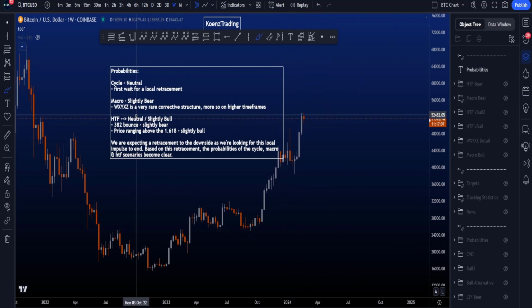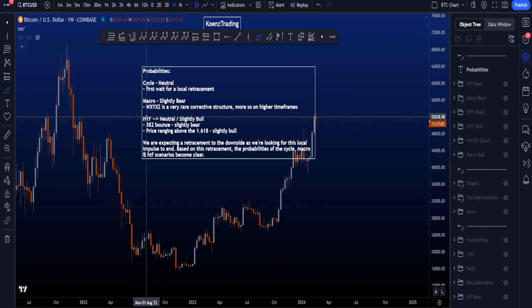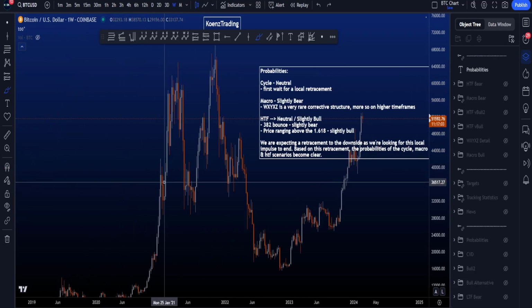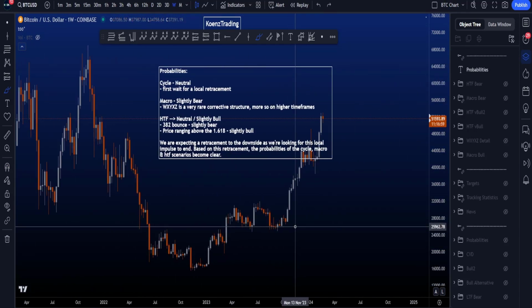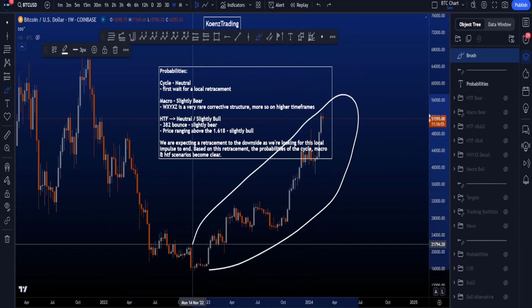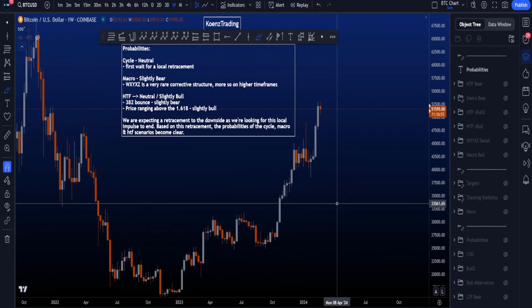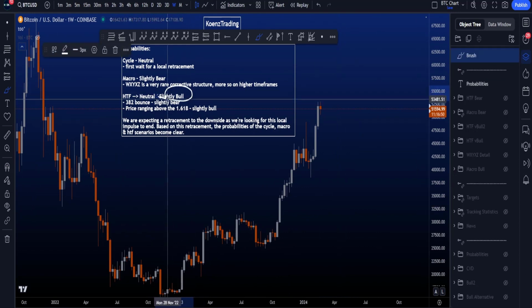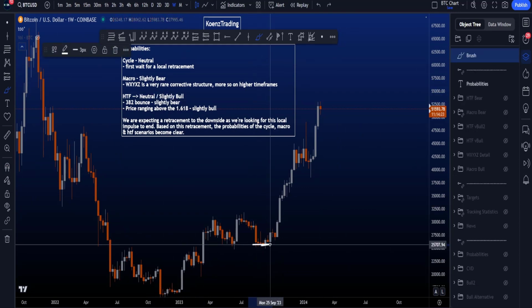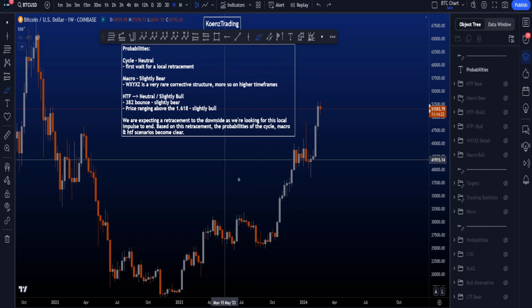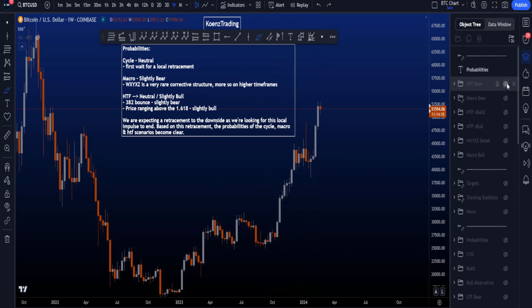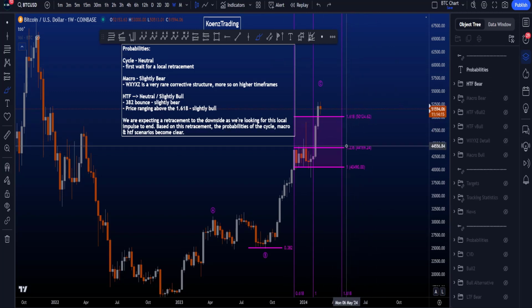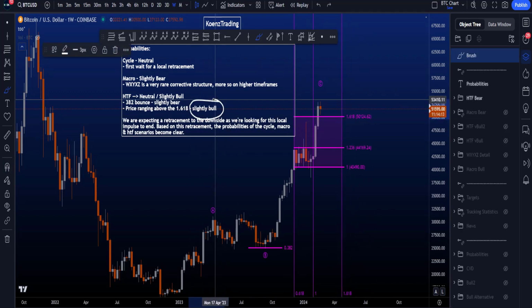Now on the macro, the probabilities are slightly bearish, just because a WXYXZ to the downside over here is a very rare corrective structure, more so on the higher time frames. And if we look at the high time frame, the daily chart, this move to the upside here, the probabilities are neutral slash slightly bullish, because we have a 382 bounce here, which is a bit more common for a wave B compared to a wave 2, but at the same time price is now ranging above the 1.618, which gives probabilities to the bulls.